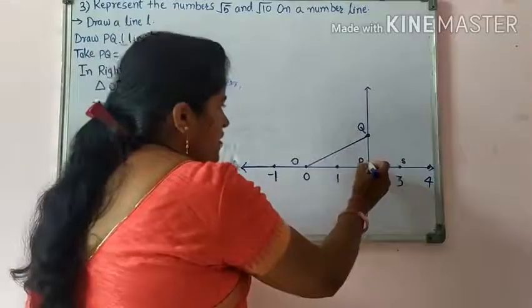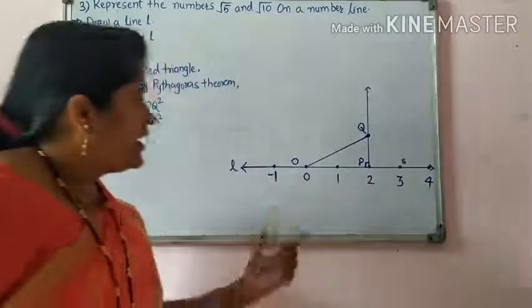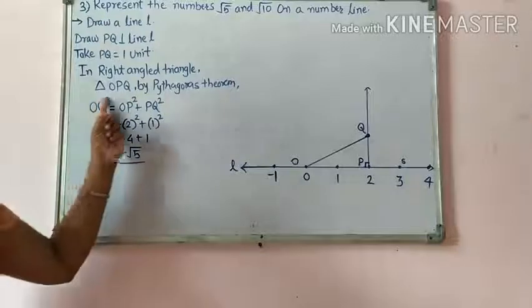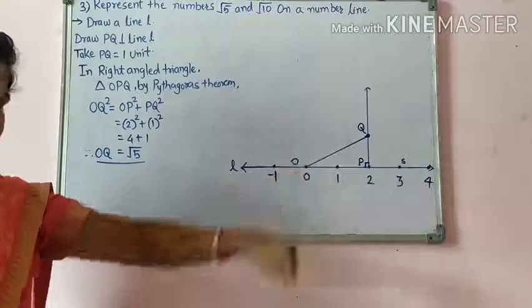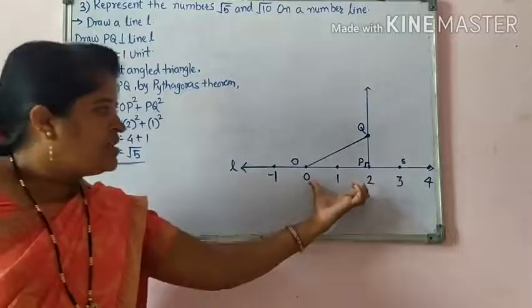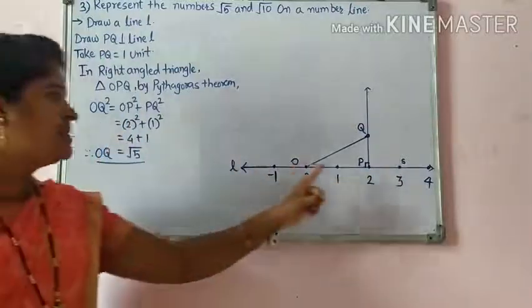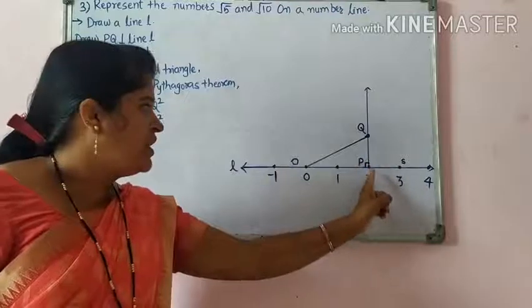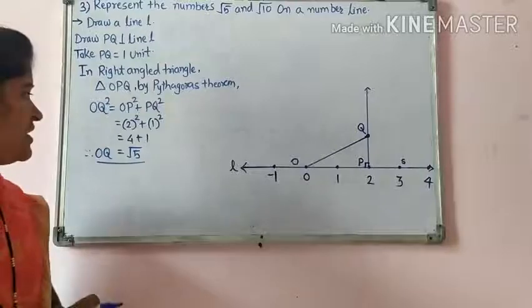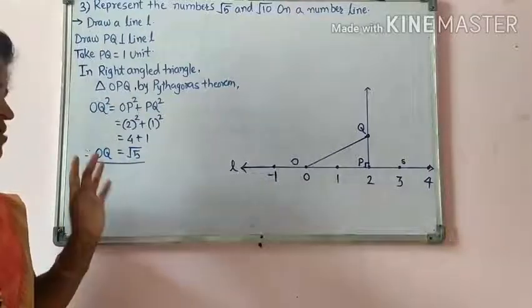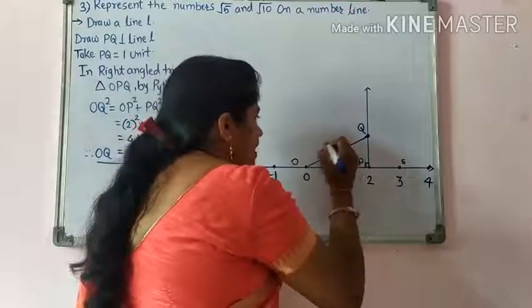Now here is the formation of a right angled triangle. OP is perpendicular to line L. Therefore in right angled triangle OPQ, by Pythagoras theorem, OQ square is equal to OP square plus PQ square. Now this distance is of 2 units. 2 square is 4. So here 2 square plus this distance is of 1 unit, so that is 1 square. 4 plus 1 is equal to 5. That is, OQ square is equal to 5, meaning OQ is equal to square root of 5. So this distance is root 5 units.